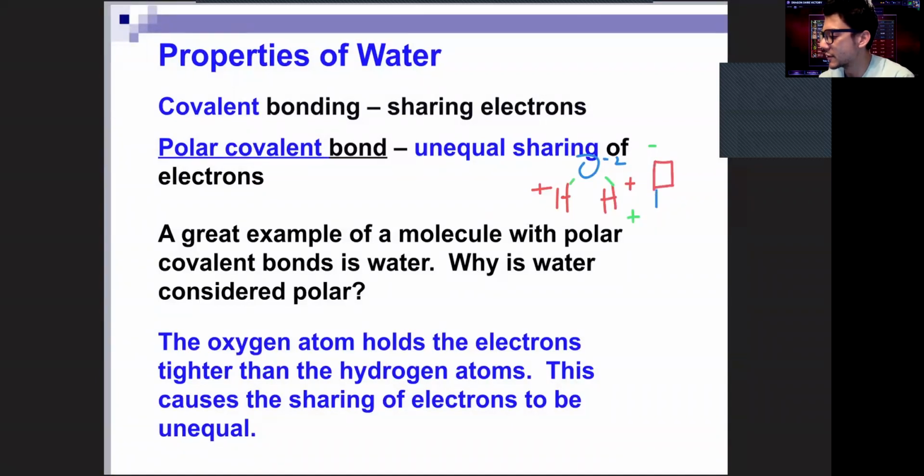magnet. If you've played with magnets before, you know that they're polar. You got a north pole and a south pole. Water works in a similar way. We got a positive and a negative end. A great example of a molecule with polar covalent bonds is water. Why is water considered polar? Well, I just talked about it, but let's go over it again. The oxygen atom holds electrons tighter than the hydrogen atoms. This causes the sharing of electrons to be unequal.